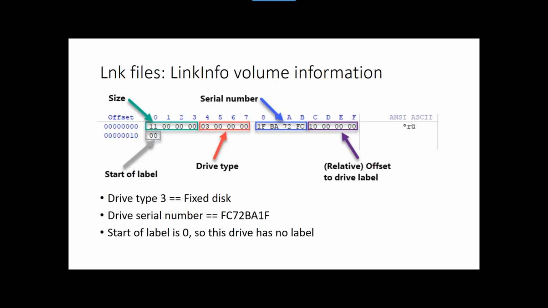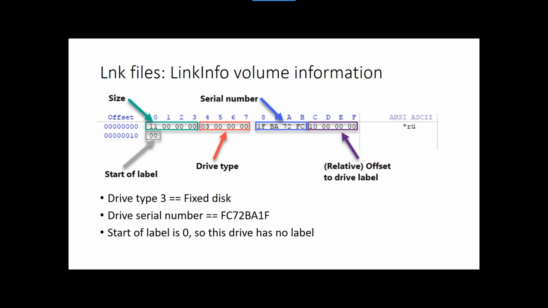So I just cut those bytes out that were in the blue on the previous slide, and this is how they break down. We have our size, we have our type, which could be fixed, removable, network, whatever. The next one is our serial number. That's where it comes from. And the last part is the offset to the drive label. This is a good example of relative, and this is one of the reasons I did it this way.